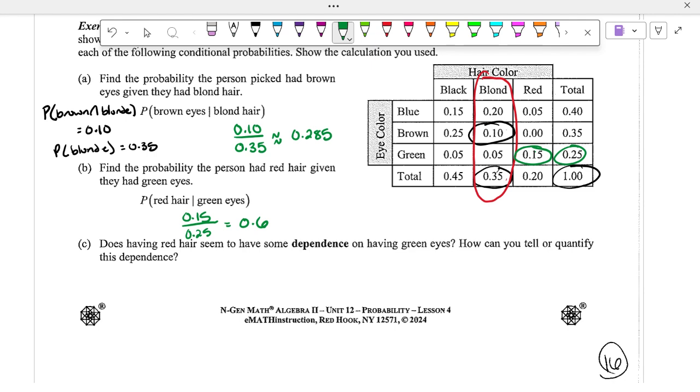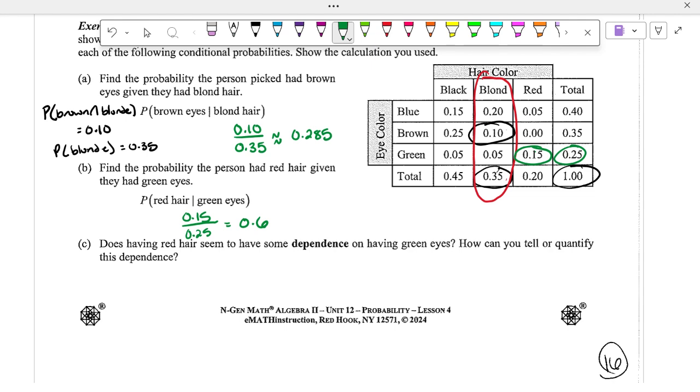So the last question asks, does having red hair have some dependence on having green eyes? Well, for example, I have red hair and green eyes. It's a lot more common than you think. So do you think that having red hair seems to have some dependence on having green eyes? So if you have green eyes, you're going to have red hair.